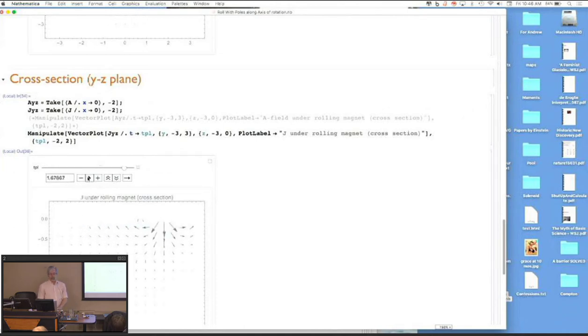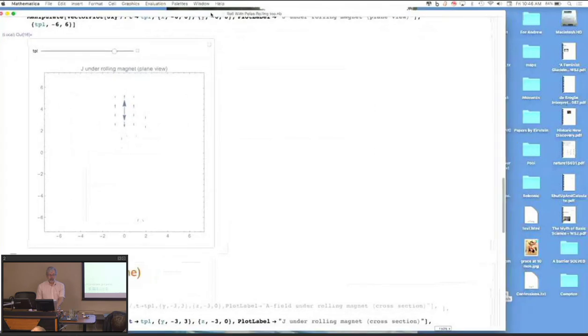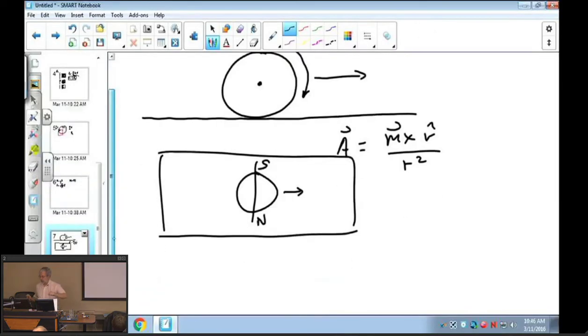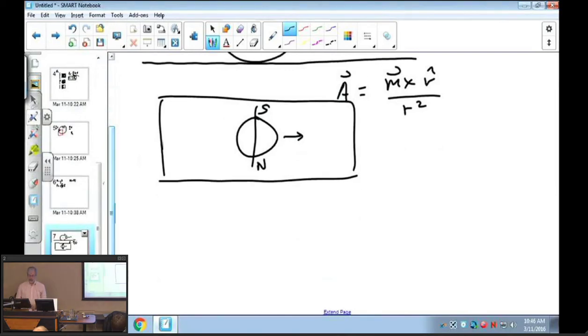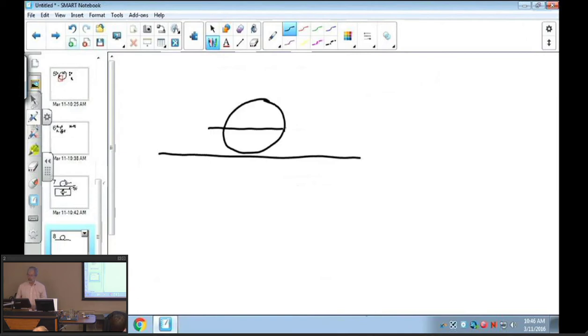So you can get all of this simply by looking carefully at the A field and taking the time derivative and just plotting. It's really not complicated. This other one that I was showing you, I should have shown you second. This is what happens if you change the geometry a little bit so that the magnet is rolling and the poles are changing. So now let's suppose that the poles started off north and south like this, but the thing is rolling this way.